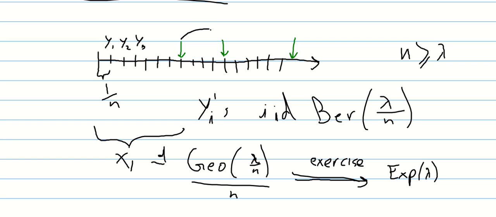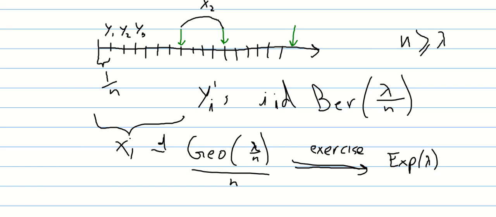Also x2, which is the time between the first and the second visit, is of course going to be independent of the first one, and it's going to be in the limit distributed as an exponential as well. So this is something that you can prove as well, the independence of the xi's and the fact that they jointly converge to independent exponentials.